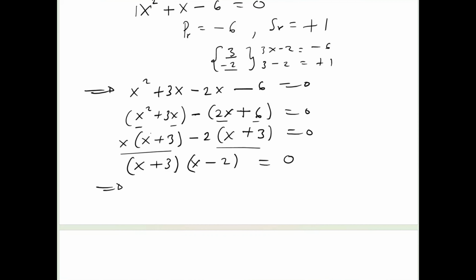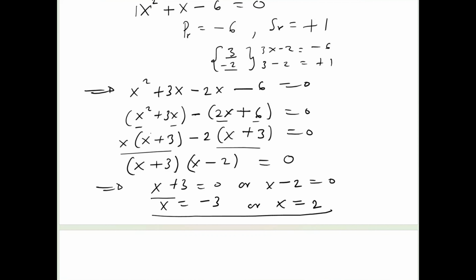So this will now imply that x plus 3 will be equal to 0, or x minus 2 will be equal to 0. And if that is the case, it means that x will be equal to -3, or x will be equal to +2. So these are the values of x that will satisfy the equation.